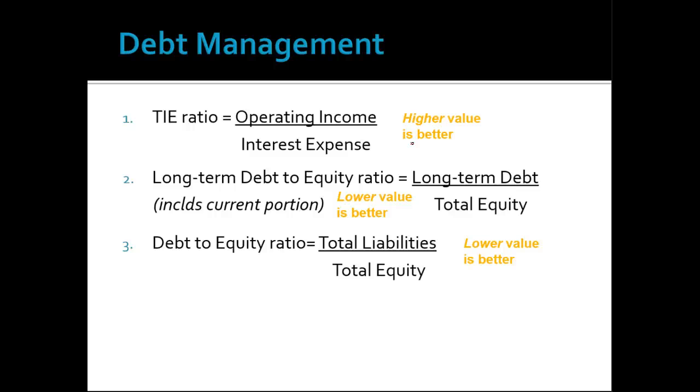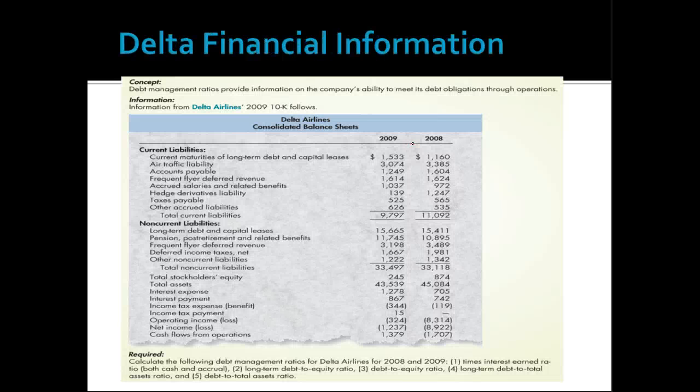Next ratio, debt to equity. This is almost the exact same measurement, except instead of just focusing on the long-term debt, we are going to take all the liabilities and divide them by the total equity. I'm comparing how many dollars of liability the company has versus dollars of equity. Once again, a lower value is better.